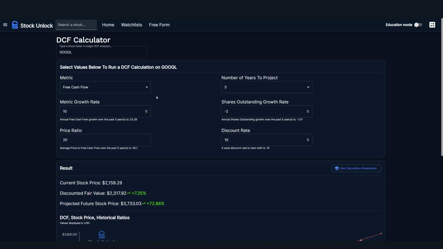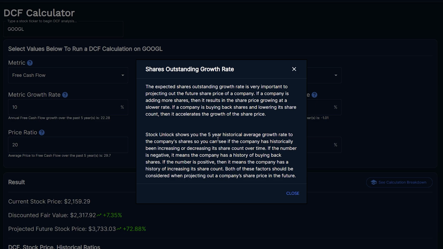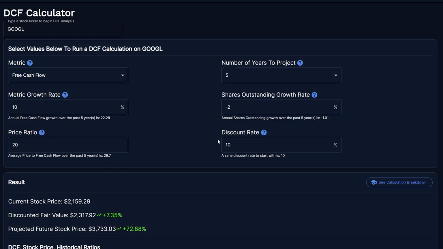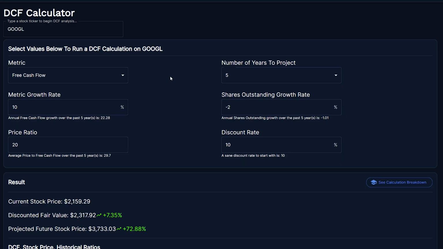And I know that this was all kind of confusing on what each of these different inputs and metrics means. So if you're ever confused on what all of these inputs are, you can simply go up to the top here and turn on education mode. And then all of these different question marks will pop up. And then if you ever have a question about, what is shares outstanding growth rate, you can click on the question mark and Stock Unlock will explain it for you once again. And this works for every single question mark you see on the screen. And then if you want to turn education mode back off, you simply toggle it back off and then the question marks go away. So that's how the first section of our discounted cash flow calculator works.